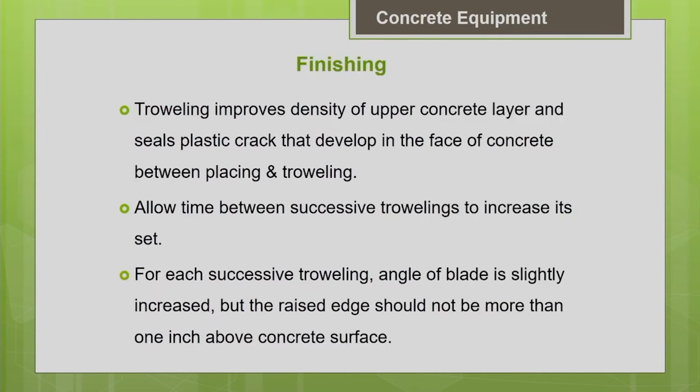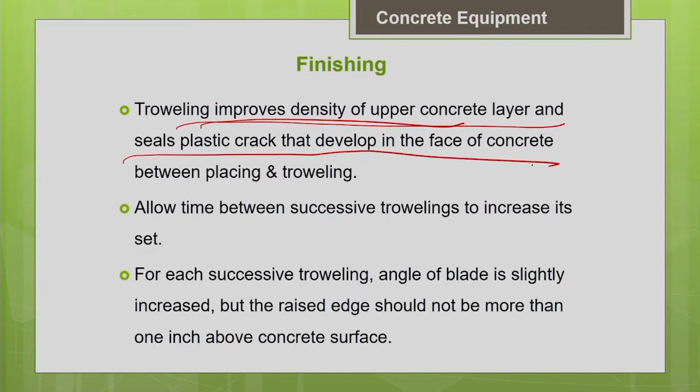By troweling you can improve the quality and the density of the upper layer of the concrete. If there are any plastic cracks formed between the placing and the troweling, those cracks and any voids can be filled. So, troweling improves the density of the upper concrete layer and seals the plastic cracks that develop in the face of the concrete between placing and troweling. It helps to attain a smoother and more polished texture.